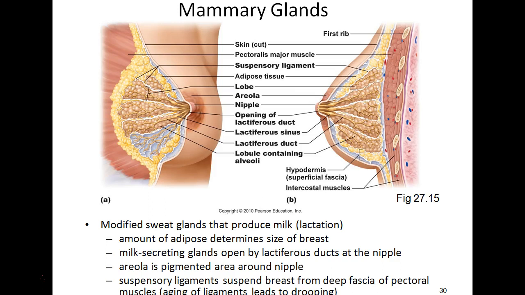It's noteworthy that we have suspensory ligaments that suspend the breast from deep fascia, and that's coming up from the pectoral muscles. In other words, aging of these ligaments can lead to inferior movement of this organ. Lastly, it's noteworthy that the endocrine system produces a hormone called prolactin, and that hormone is going to cause milk production as oxytocin causes milk ejection.